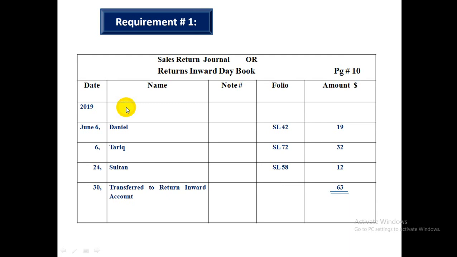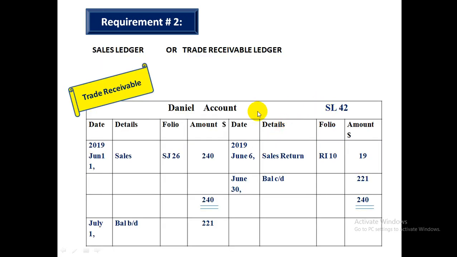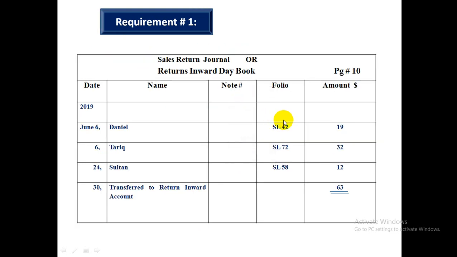SL42 was assumed for Daniel. Sales ledger 42, again for Daniel we'll use the same number because we'll be using the same number in the Daniel's account of sales ledger. So do remember this. These are imaginary or you had assumed them, but they have some importance. After entering the transactions of goods returned, let's find the total. It means $63 goods are altogether returned to us by these 3 customers. This amount is to be transferred to return inward account on the last day of the month.